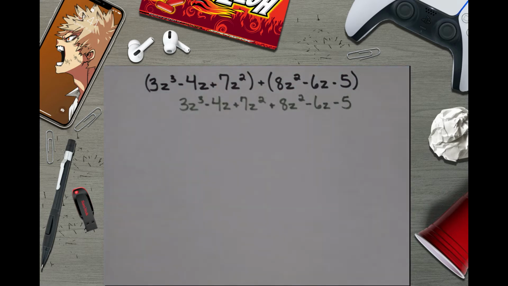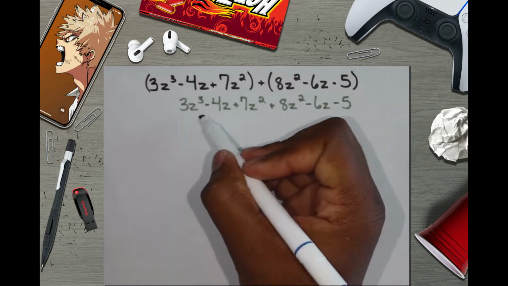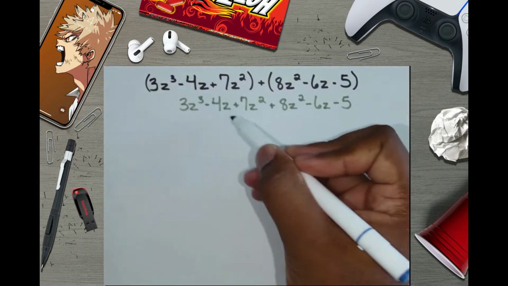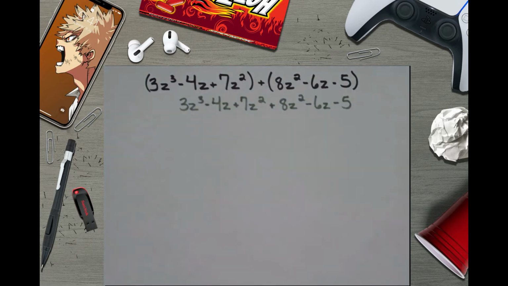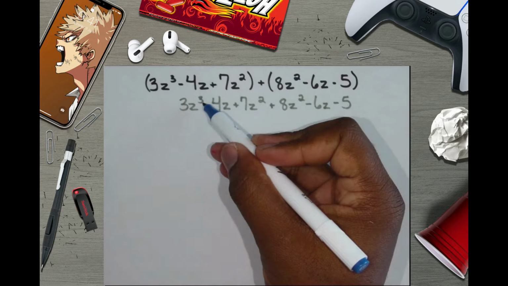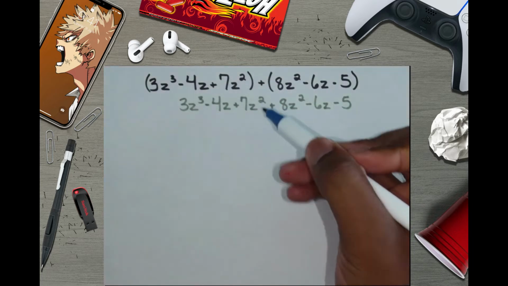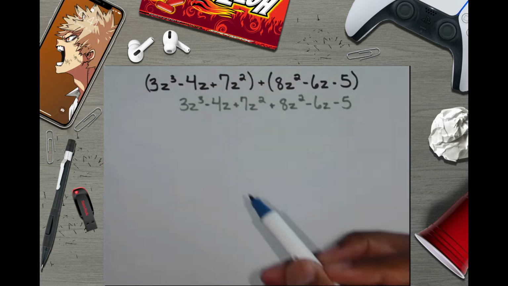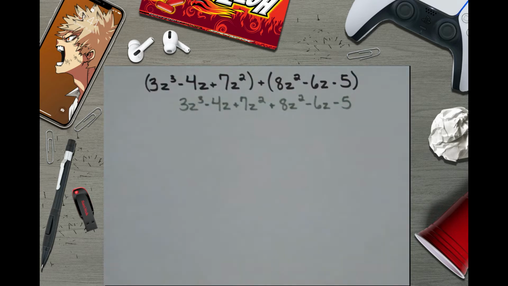All right, so everything has been rewritten. So what I'm going to do now is start to combine like terms. Now, a lot of people think that z to the third and z would be like terms because they both have z's, but not necessarily. This is z to the third, this is a z, and this is z to the second. Even though the variables are the same, the power changes the value.